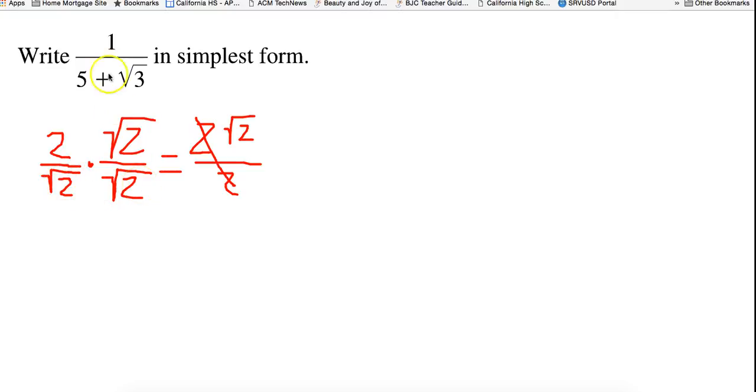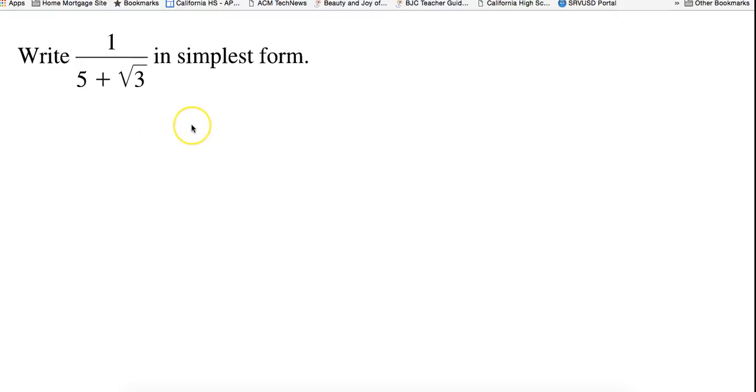Now, here, if we just tried to multiply this by root 3, we're still going to end up with a radical in the denominator. We'd get it because we'd multiply 5 by root 3. So it's not just as simple as multiplying your denominator by a single radical, as in this example down here. So it's a process that you have to go through.